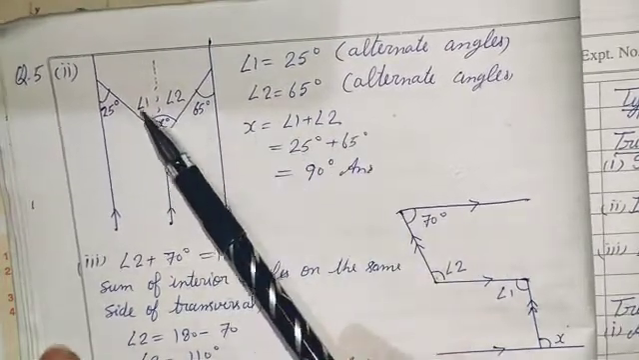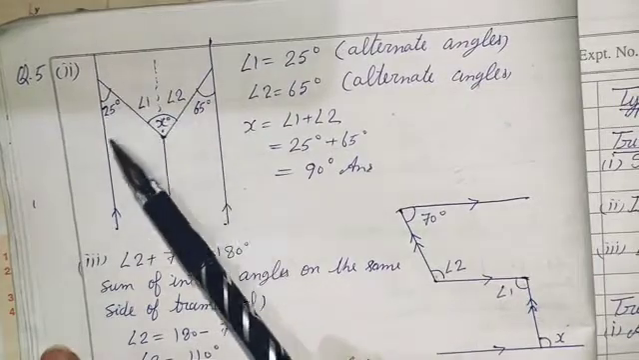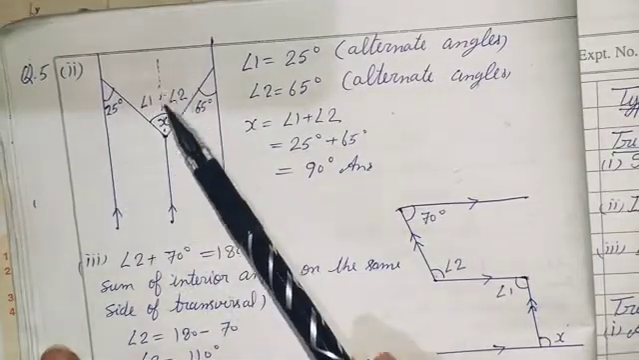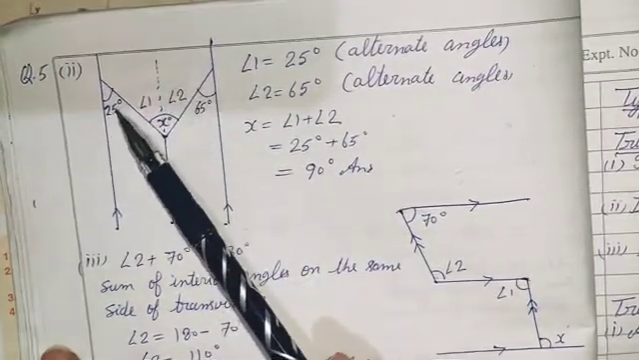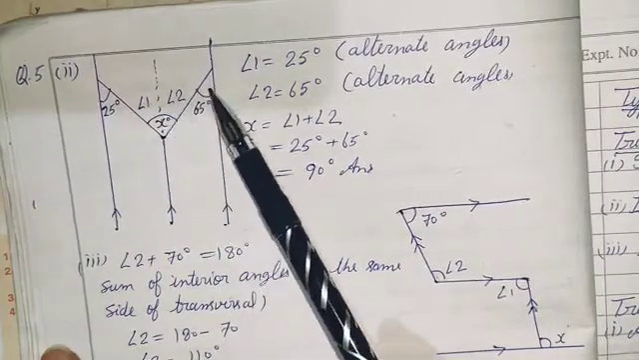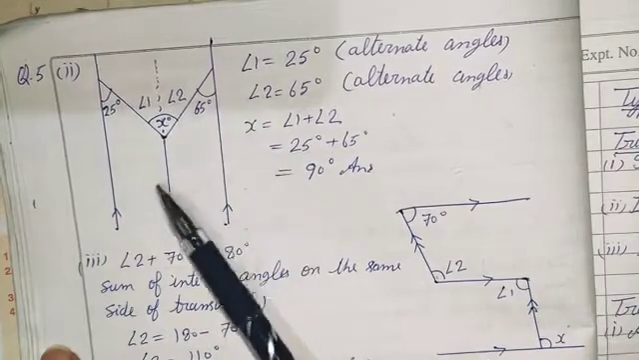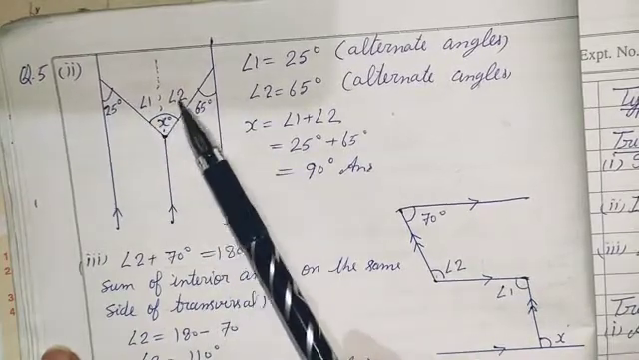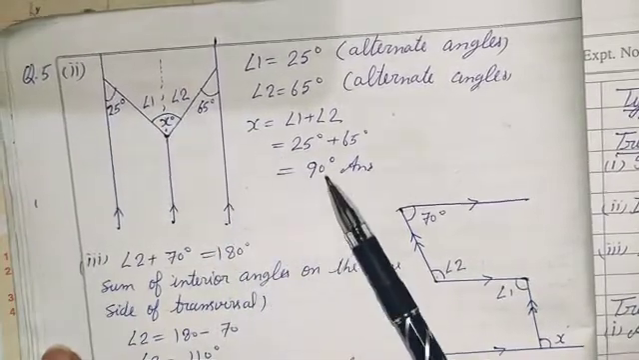Now angle 1 equals 25. For these two parallel lines, you can see we have extended it. Angle 1 equals 25 because of alternate interior angles, and angle 2 equals 65, alternate interior angles. This one and this one. Now angle x equals angle 1 plus angle 2. So angle x equals 90 degrees.